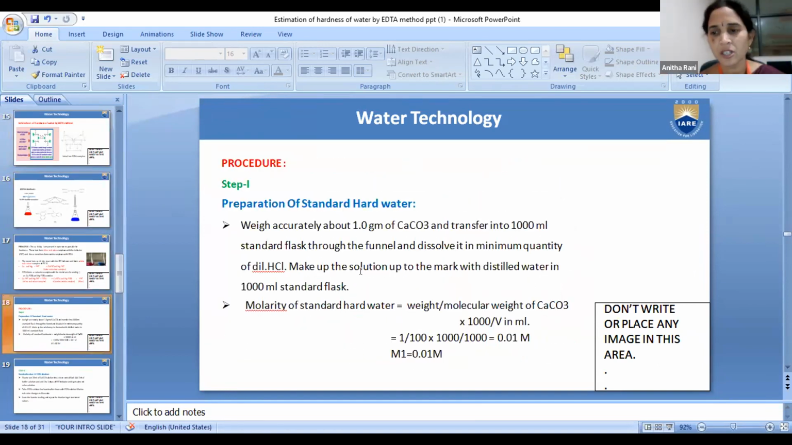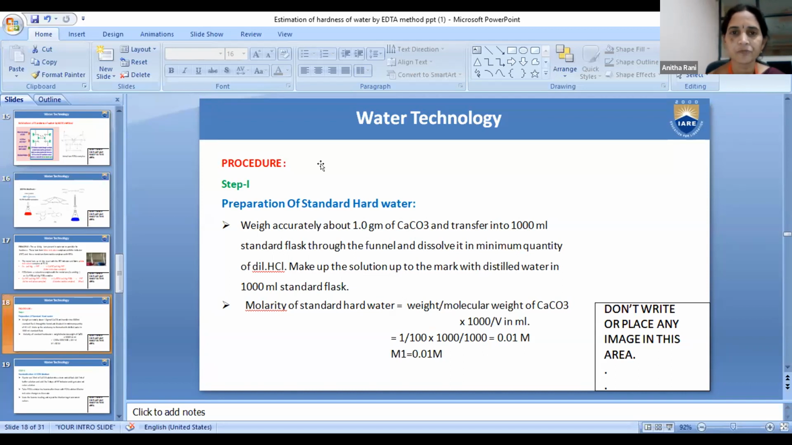Now, 4 steps are there. Write down, everybody. Step 1. We have to discuss only 3 things: one is principle, next procedure, next calculations.